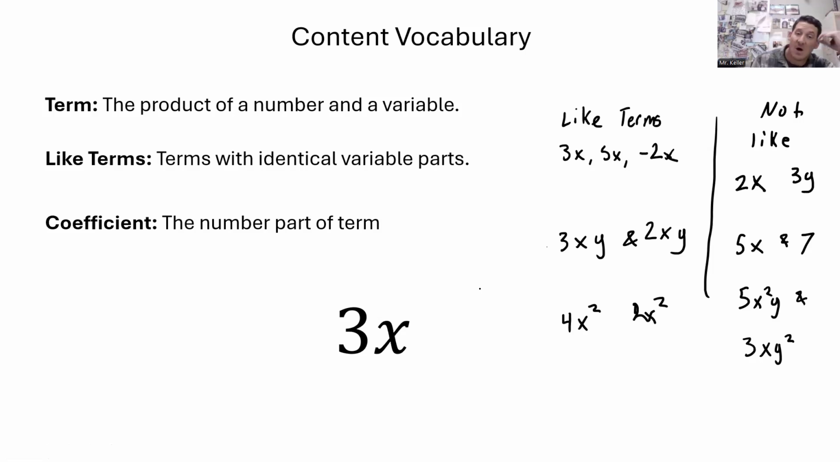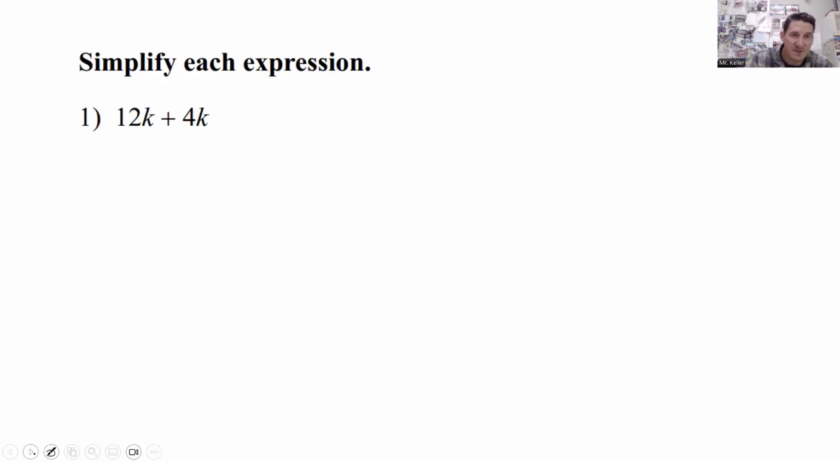All right. So we are doing simple. It's just going to be one variable. That's all you got to think about. One variable, or I forgot an obvious one, like 1 and 7. If there's no variables, they're like terms. So to combine like terms, all you do is add the coefficients, add the numbers together.